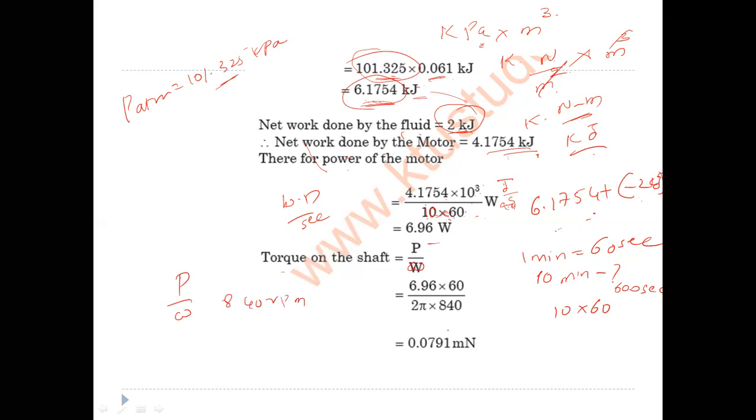Since it is revolutions per minute, we are converting into revolutions per second. So omega can be written as 2 pi N by 60. Here N means the number of revolutions, 840, divided by 60. This 60 is there in order to convert minutes into seconds. If you calculate this, you will get 0.791 Newton meter as the value of torque.